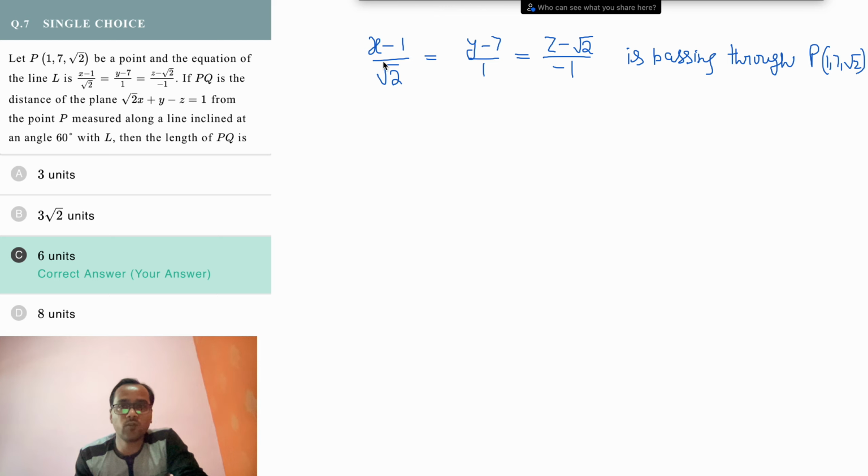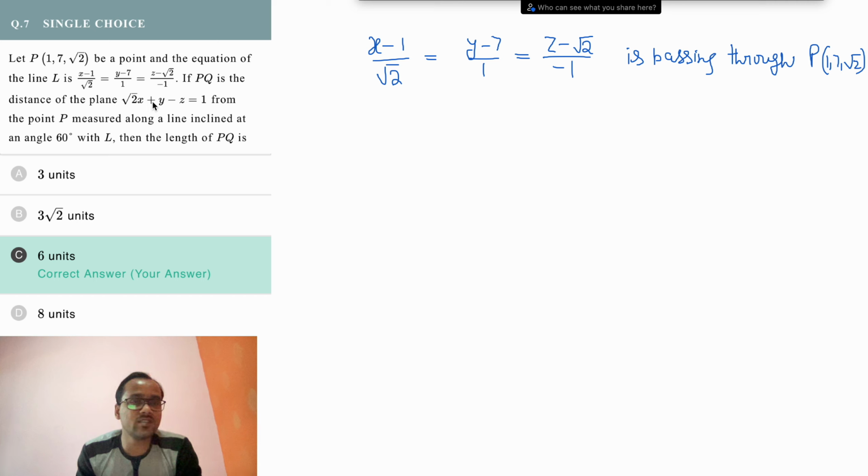Look at here. If you put 1 here, it would be 0. If you put 7 in place of y, it would be 0. If you put root 2 in place of z, it would be 0. That means the line is passing through (1, 7, root 2). So the point P is there, and the equation of the line is there.